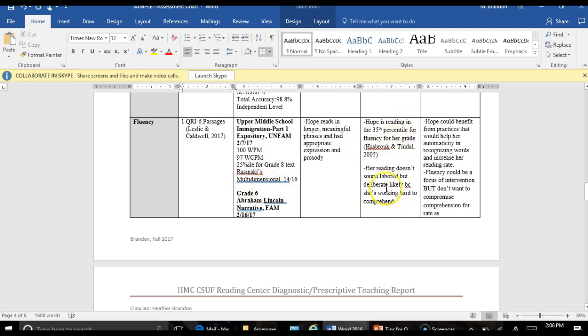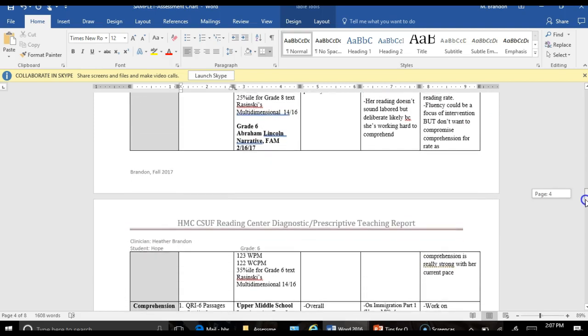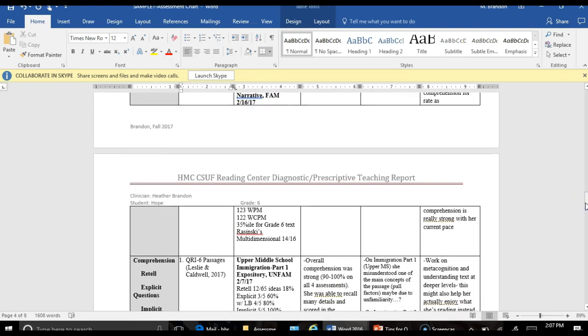But I did find her reading is slower, which she's probably picking up on. She tells me she doesn't read as fast as her peers, and it's hard for her. So I do feel like she could benefit from some things that would help her with automaticity and recognizing words quicker. But I want to be really careful that I don't overemphasize rate, because her comprehension was phenomenal. She had 90 to 100% for her comprehension scores for all 4 of the passages. So I don't want to push her to read so fast that it's impacting her understanding of the text. And that's the ultimate goal of reading, not reading fast.